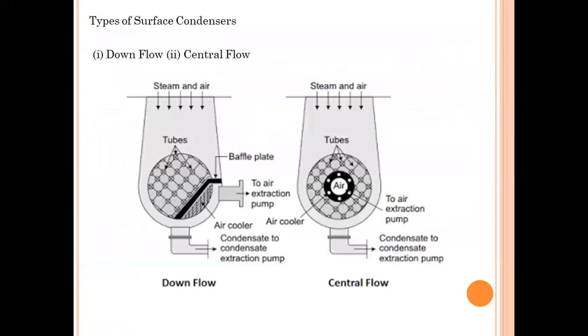This is the central flow condenser. Here, steam enters from the top of the condenser, and at the center is the air extraction pump. So air is extracted from the center and the condensate flows in the downward direction.